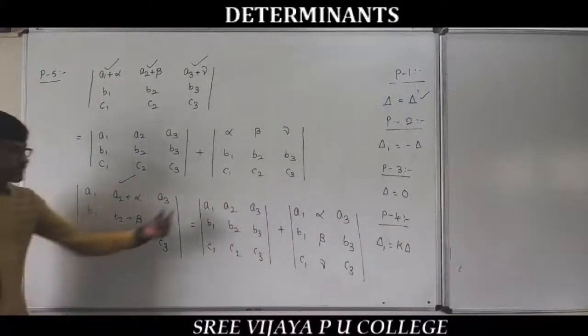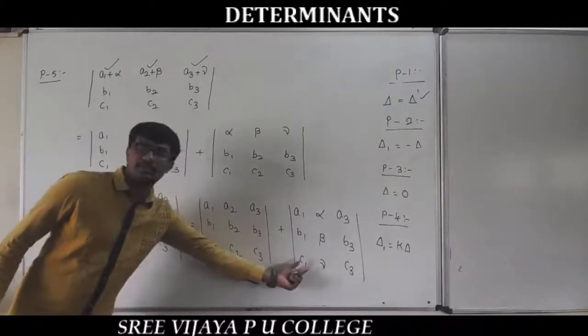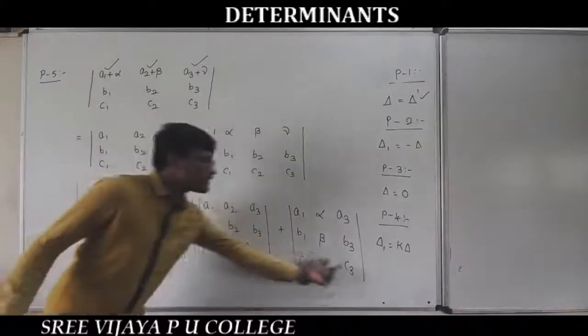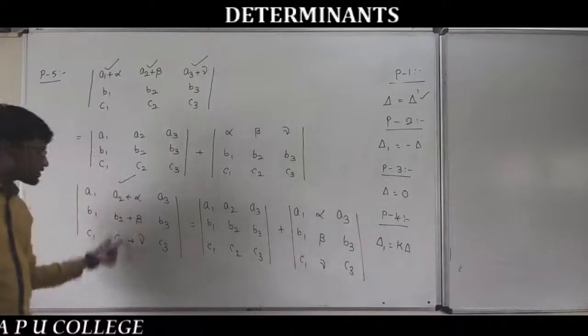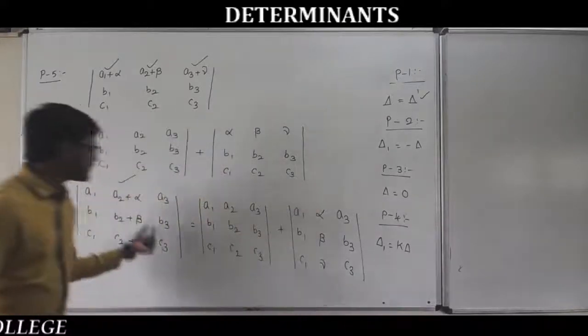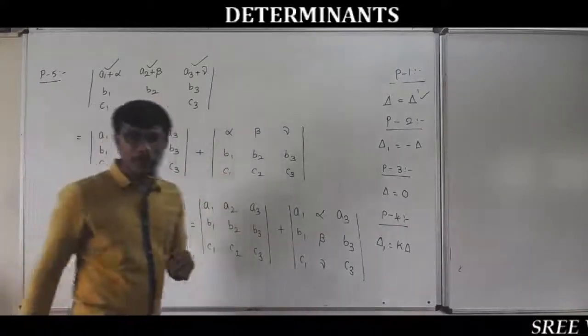See, in these two determinants the first column is the same, the third column is the same, and the second column will be changed. The first determinant has the first terms and the second determinant has the second terms. So this is property number 5.